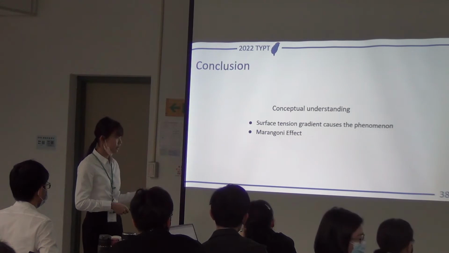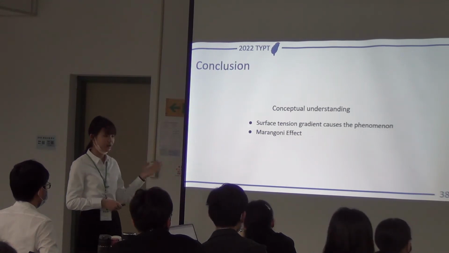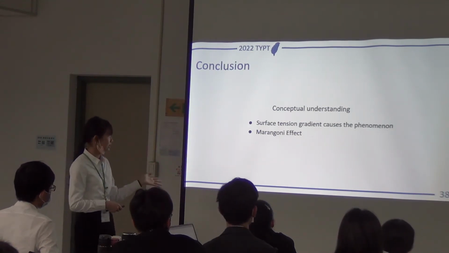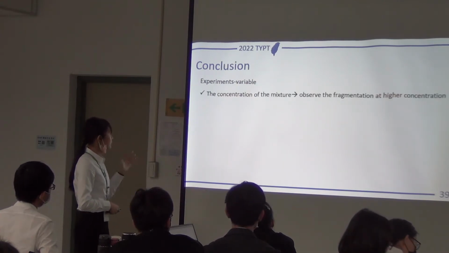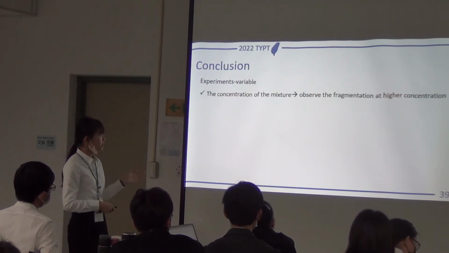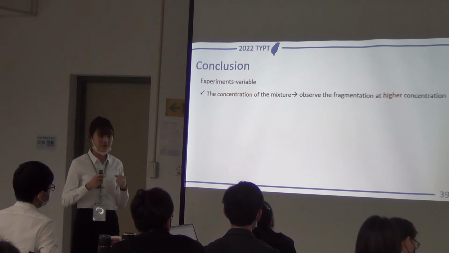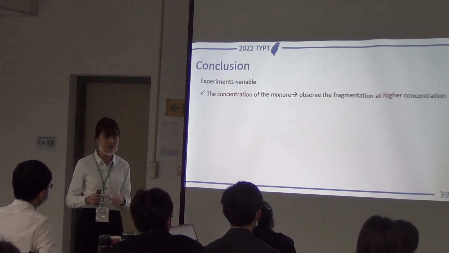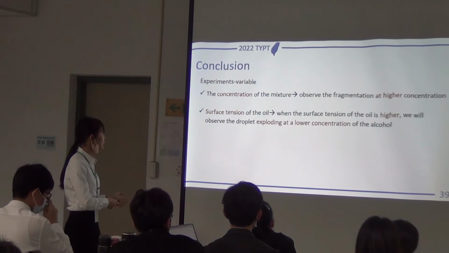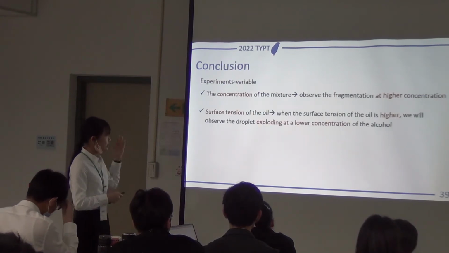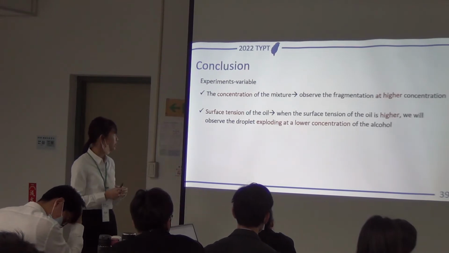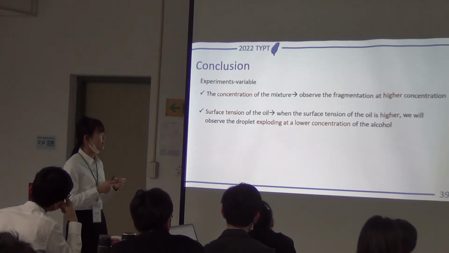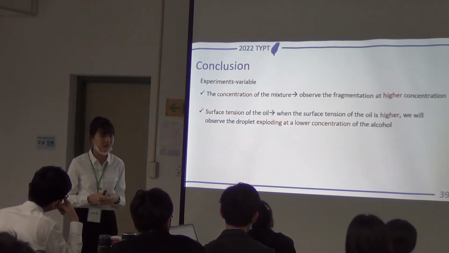We observed the phenomena and investigated with the Marangoni effect and the surface tension gradients. And for the experiments, we got 4 variables. We got the concentration of the mixture, and we found that we can observe it in the higher concentration but not in the lower concentration. And we got the surface tension of the oil, and we found that when the surface tension of the oil is higher, we will observe the droplet floating at lower concentration of the alcohol.